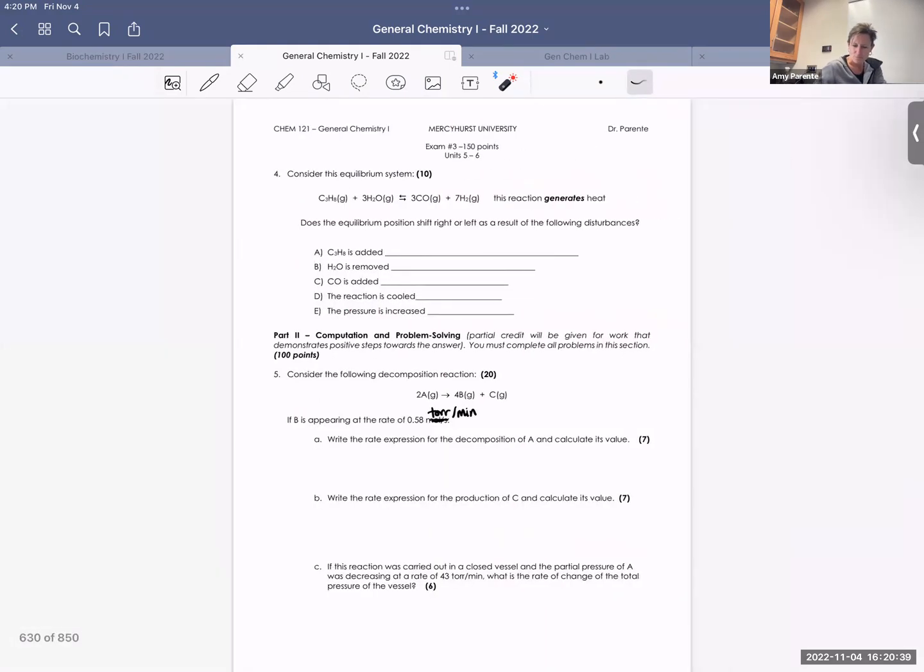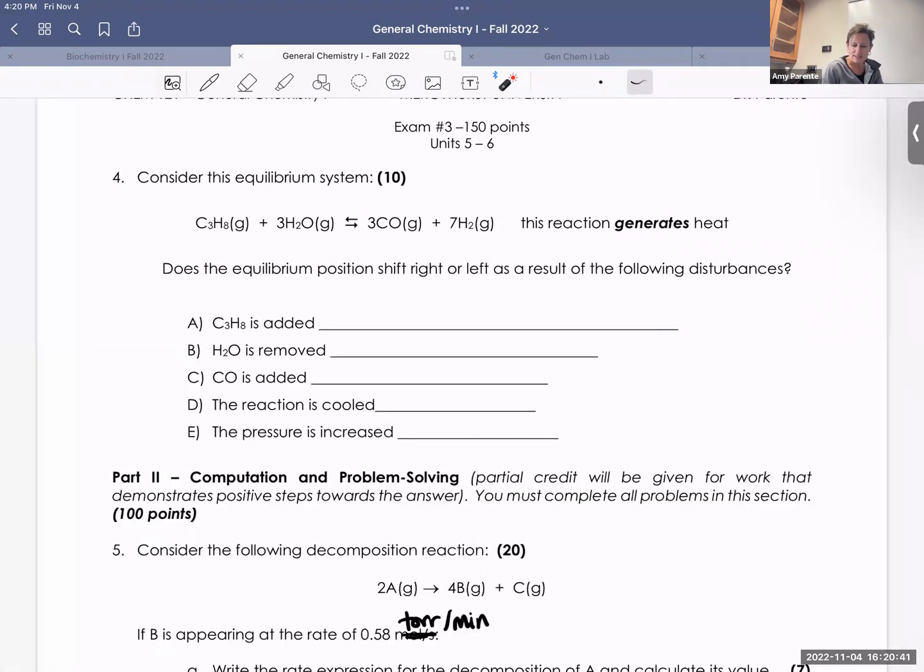Okay. All right. So consider this equilibrium system. So now you've got an equilibrium equation. How do I know, even if the prompt didn't say, that I'm dealing with equilibrium? Right, we see two-way arrows, okay? And we actually learned this term, enthalpy.